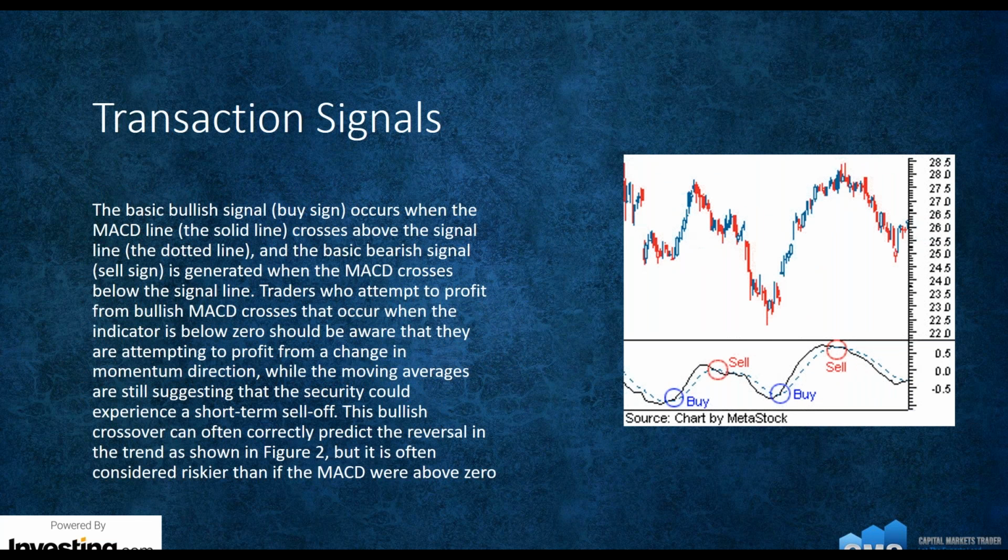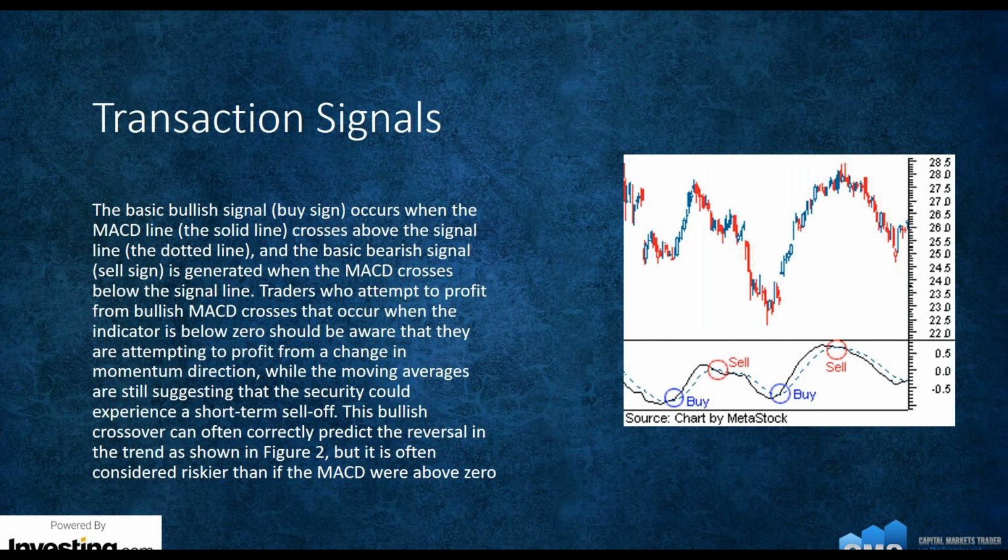So the basic bullish signal, buy signal, occurs when the MACD line crosses above the signal line. And the basic bearish signal is generated when the MACD line crosses below. Traders who attempt to profit from bullish MACD crosses that occur when the indicator is below zero should be aware that they may be attempting to profit from a change in momentum direction, while the moving averages are still suggesting the security could experience a short-term sell-off. This bullish crossover can often correctly predict the reversal in the trend.